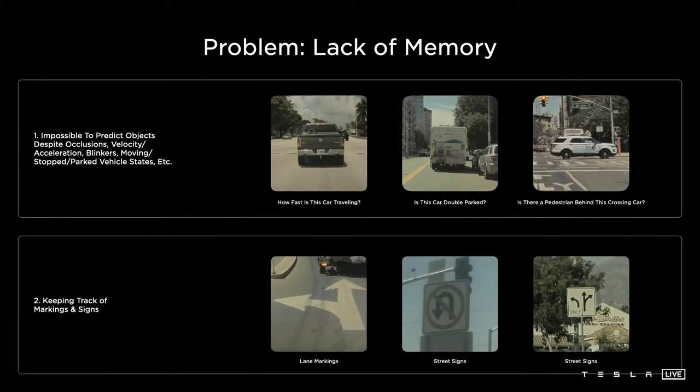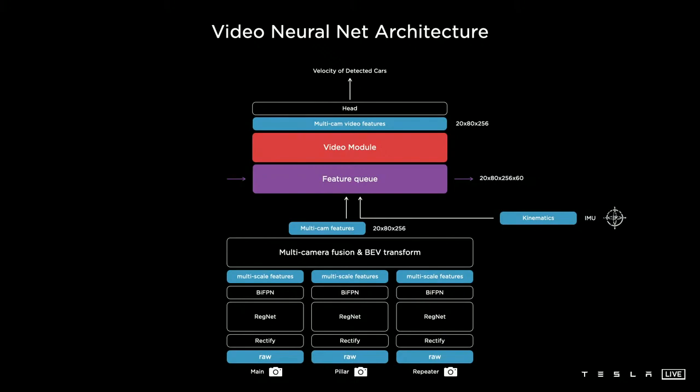So in particular, is this car parked or not? Is it moving? How fast is it moving? Is it still there, even though it's temporarily occluded? Or for example, if I'm trying to predict the road geometry ahead, it's very helpful to know the signs or the road markings that I saw 50 meters ago. So we try to insert video modules into our neural network architecture, and this is one of the solutions that we've converged on.